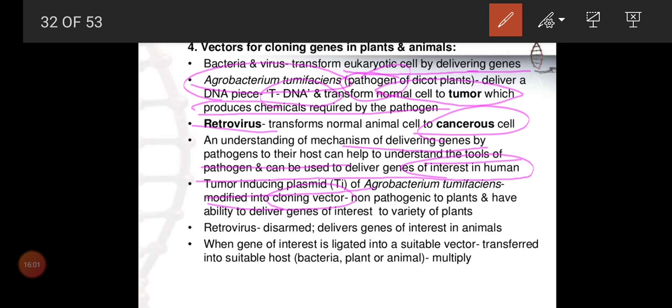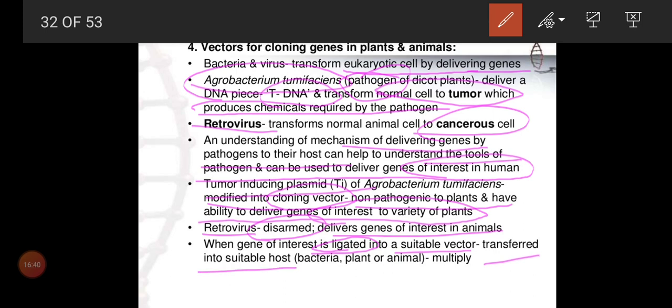So automatically it is non-pathogenic to plants and has the ability to deliver genes of interest to a variety of plants. Because when we add a gene of interest into the Ti plasmid of Agrobacterium tumefaciens, and add this Ti plasmid carrying our gene of interest into any kind of plant, it starts to multiply in that plant with our desired characters. Next, retrovirus. It is disarmed, not harmful, and delivers genes of interest in animals. When a gene of interest is ligated, joined to a suitable vector, it is transferred into a suitable host.